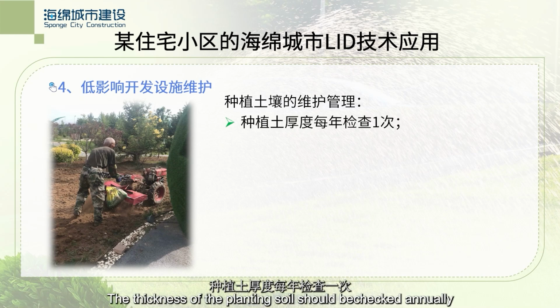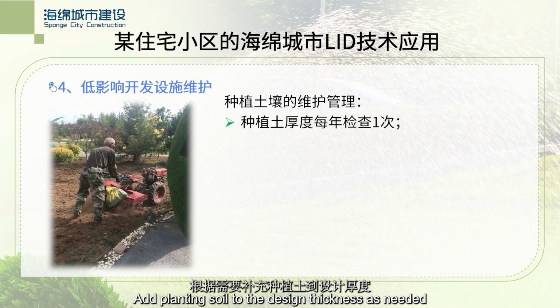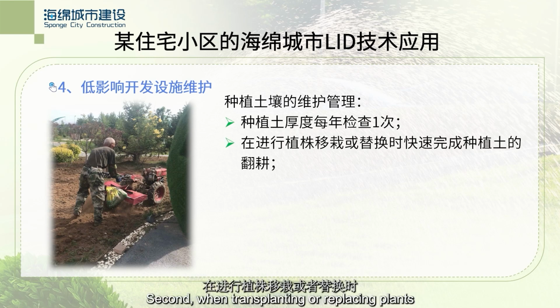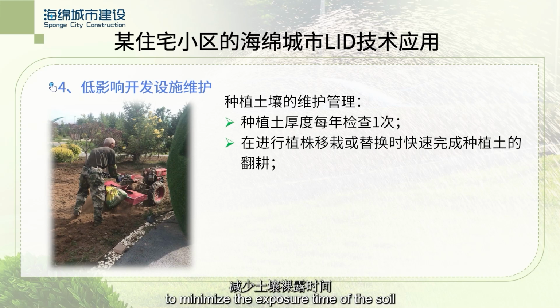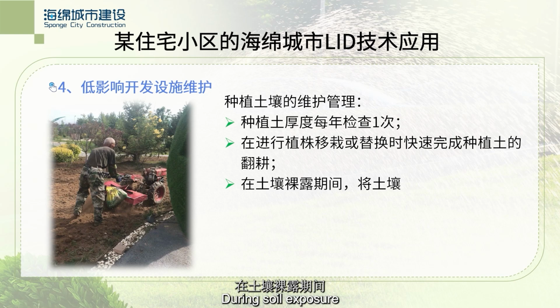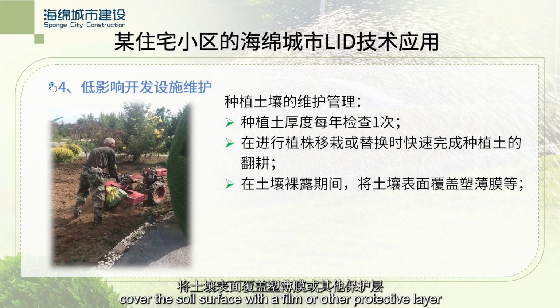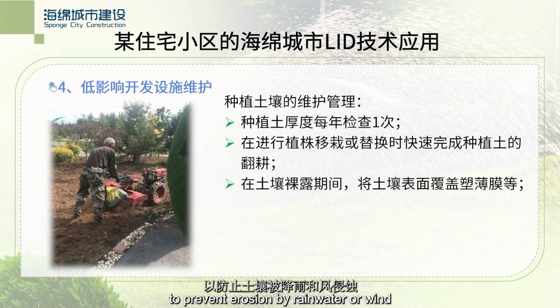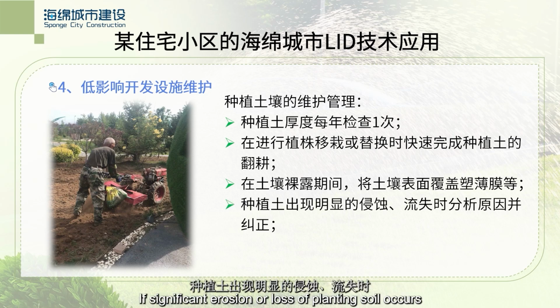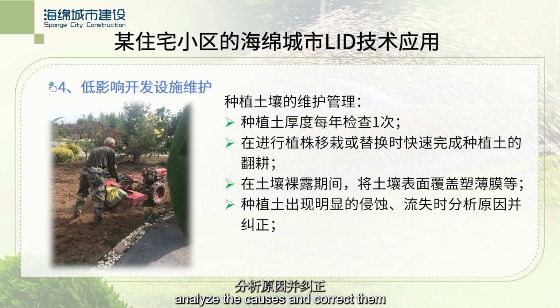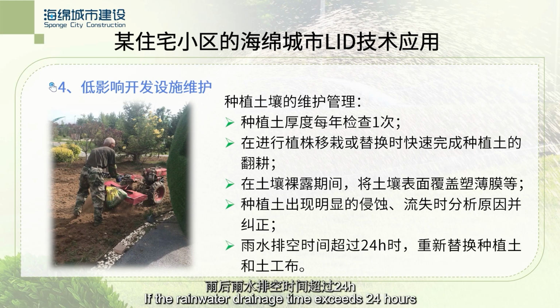The thickness of the planting soil should be checked annually. Add planting soil to the design thickness as needed. Second, when transplanting or replacing plants, quickly complete the tillage of planting soil to minimize the exposure time of the soil. During soil exposure, cover the soil surface with a film or other protective layer to prevent erosion by rainwater or wind. If significant erosion or loss of planting soil occurs, analyze the causes and correct them. If the rainwater drainage time exceeds 24 hours, replace the planting soil and geotextile layer.